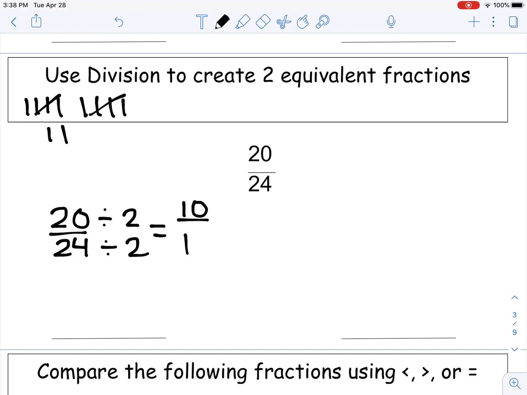And I notice 12 tally marks. So 24 divided by 2 is 12. So my equivalent fraction would be 10/12. Now here's where you have some options.